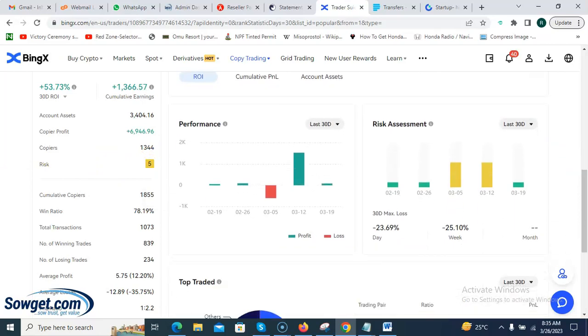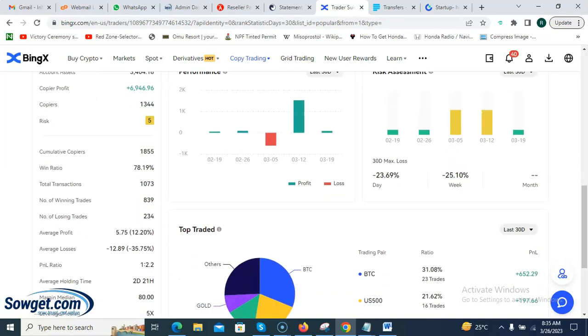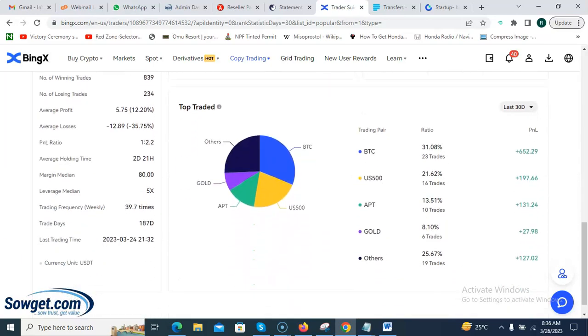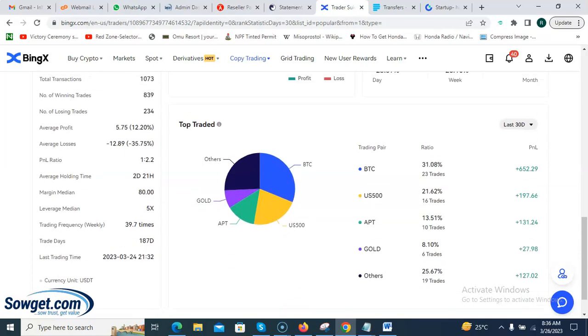Then look at the win ratio, 78%. What this means is that this trader has a winning ratio of 78% for all the trades he has made. He has made a total of 1,073 trades, and he has won 839, making 78.19%. So these are just the various pieces of information you need to know about a particular trader. Because of time, I don't want to take too much time.